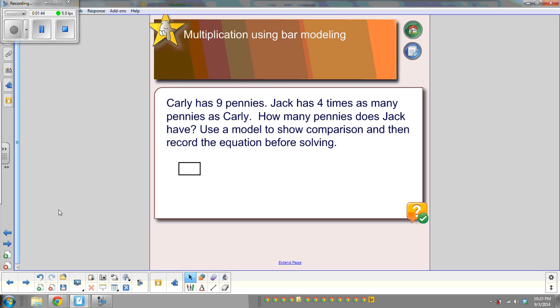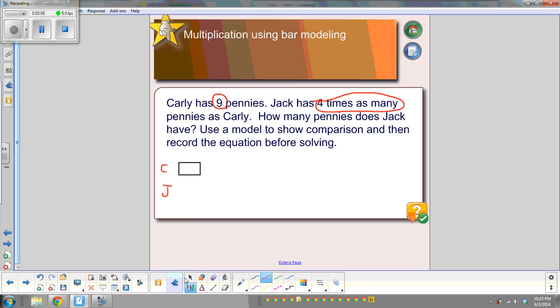Our first problem is Carly has 9 pennies. Jack has 4 times as many pennies as Carly. So first of all, let's circle the information that's important. Carly has 9 pennies. Jack has 4 times as many pennies as Carly. How many pennies does Jack have? It tells us here to use a model to show comparison and then record the equation before we solve it.